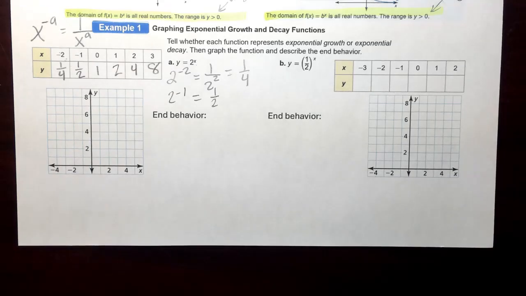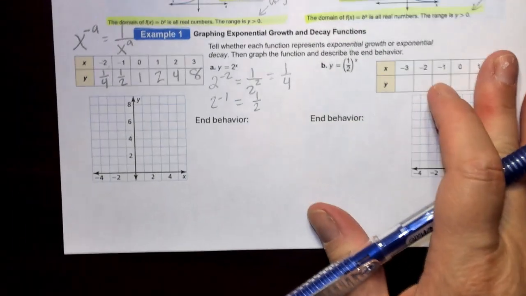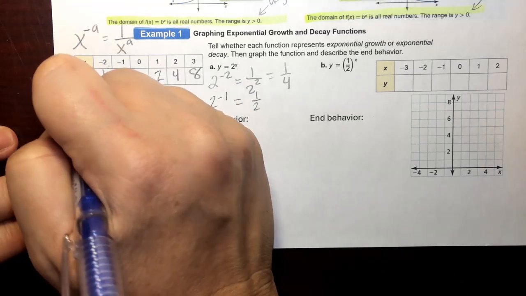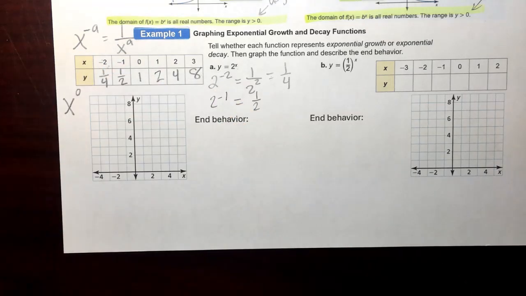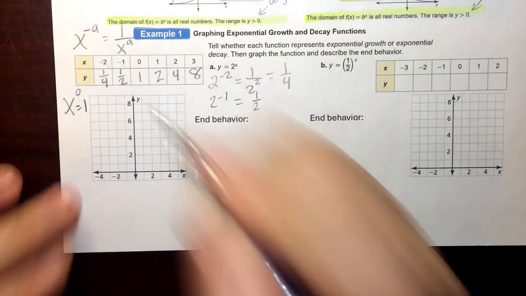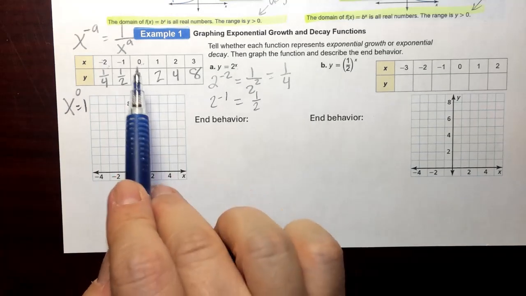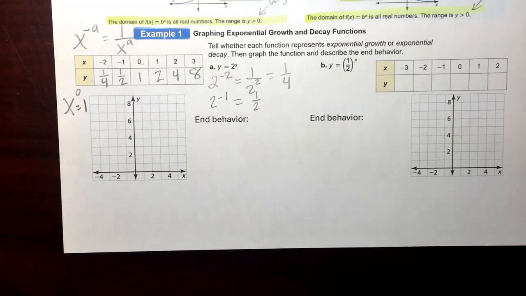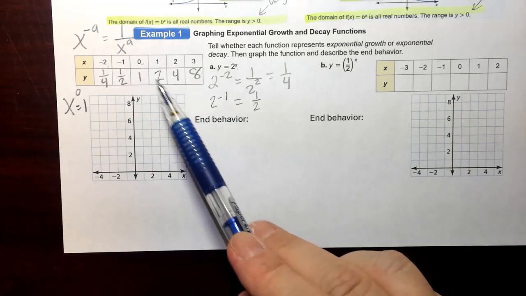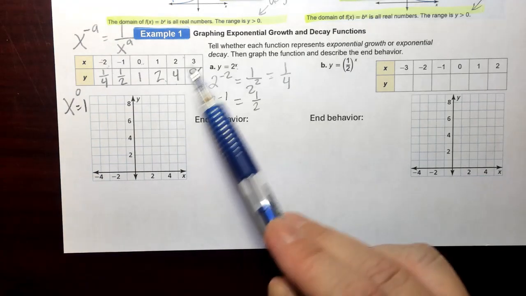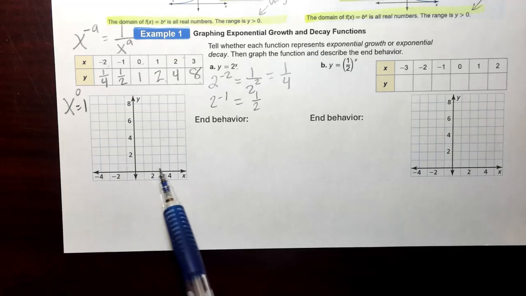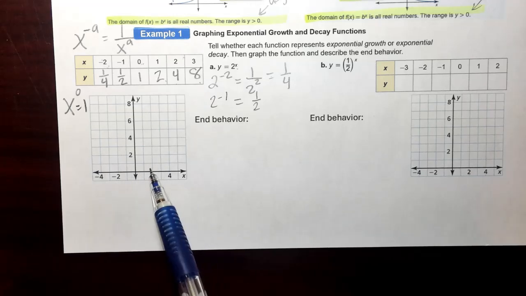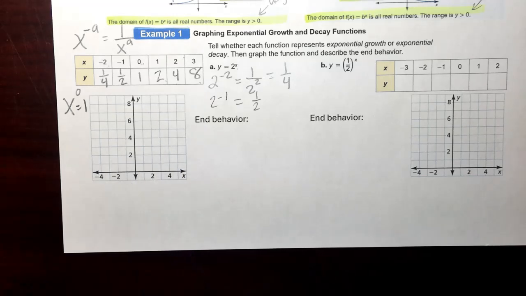Okay, another rule from pre-algebra algebra that you may have forgotten is that when you have x to the 0 power, anything to the 0 power equals 1. So this one right here, if you plugged in 0 for x, you would have gotten 1. And then if you plugged in 1, you would have gotten 2, 2 you would have gotten 4, and 3 you would have gotten 8. So we're going to go ahead and graph these points on the graph. So go ahead, pause, and graph them real quick.